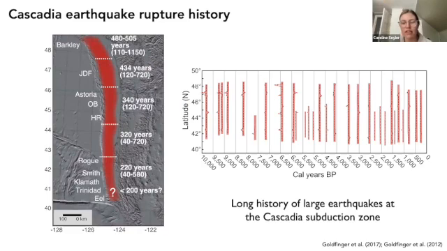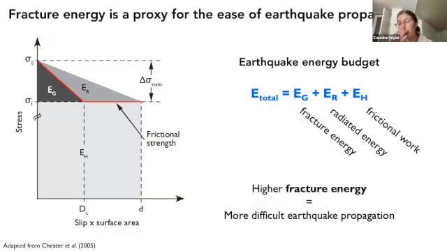And so one of the interpretations made for the Tohoku Oki earthquake is that the sediments along that part of the plate boundary had really low fracture energy. So fracture energy can be a proxy for the ability of the earthquake to propagate through a material, and fracture energy is just one of these components of the earthquake energy budget as well.